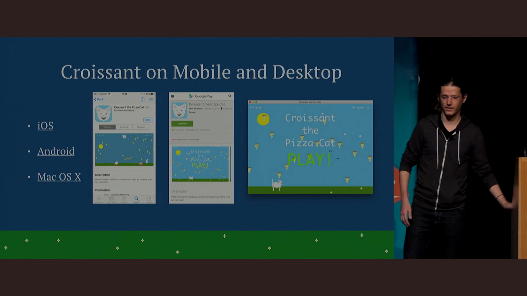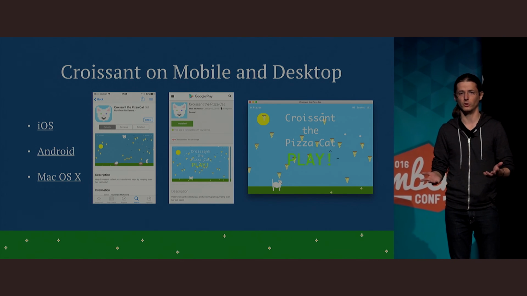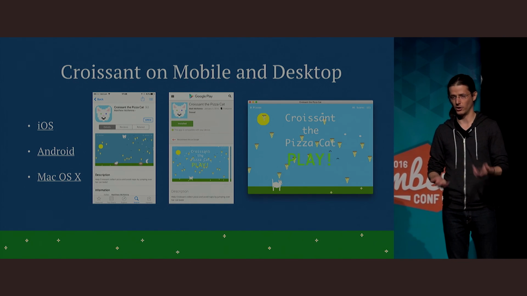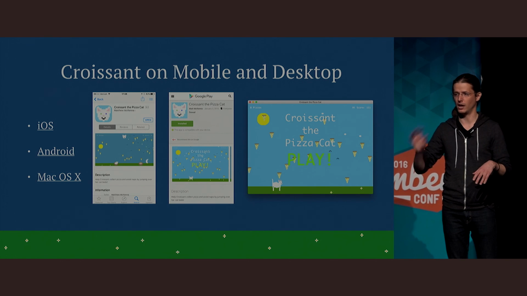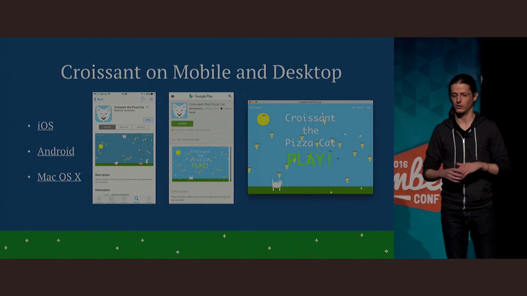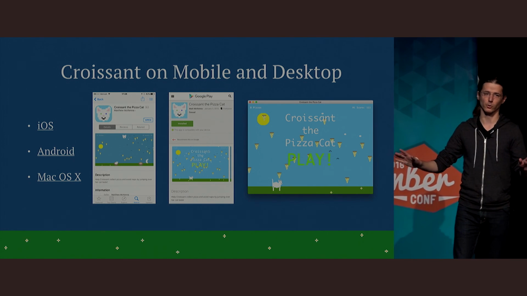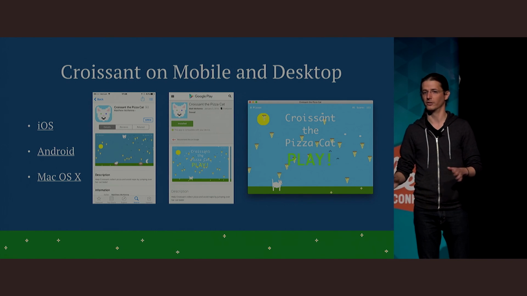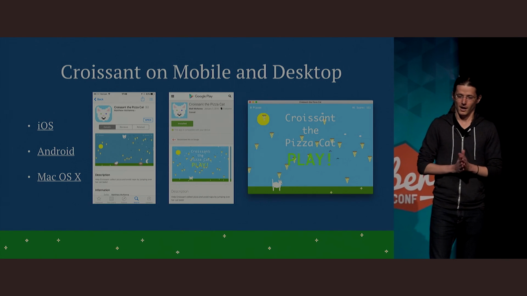And I was really pleased that I was able to use Ember CLI Cordova to get Croissant the Pizza Cat onto the Apple App Store and the Android App Store. If you search for it, you'll find it on there. I think I have 0 reviews, so please, 5 stars if you can, everyone.